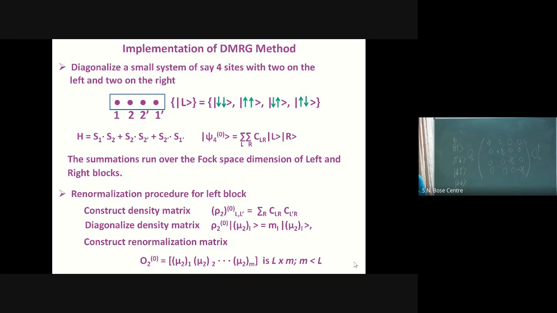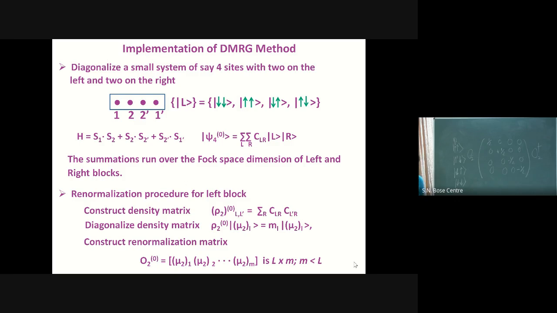And what about the mu index? The mu's are the eigenvectors of the density matrix. So mu is actually an L vector. It has L components. The vector mu has L components corresponding to the L basis functions of the Fock space. Any other question?